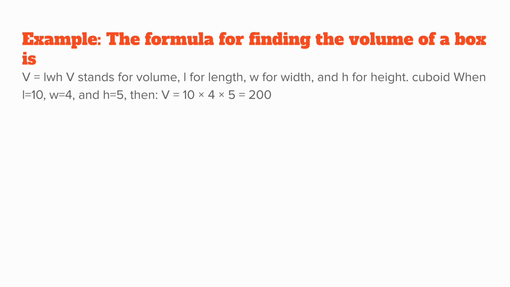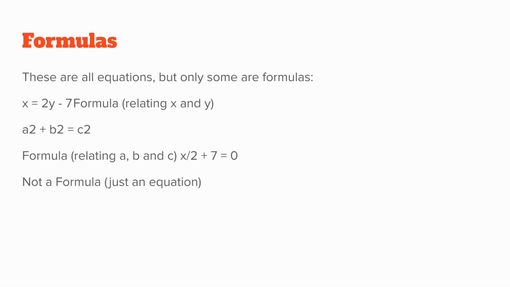So we can easily say V equals LWH. So when L equals 10 and W equals 4 and H equals 5, then V equals 10 times 4 times 5, which is 200. So these are all equations, but only some are formulas.